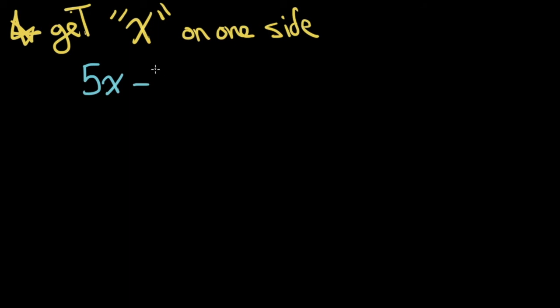So let's start off nice and easy. 5x minus 3 is equal to, oh, I don't know, 3x plus 7. There we go. You can't have two equal signs. That'd be crazy. So here we go.